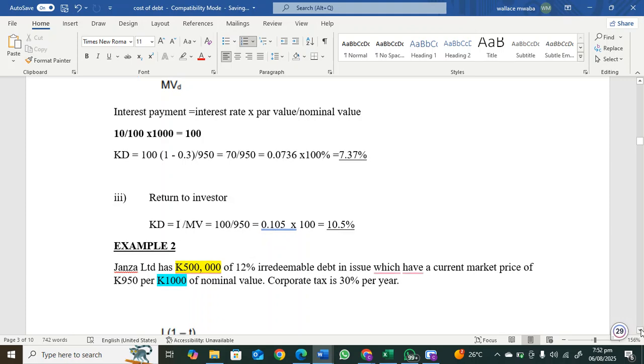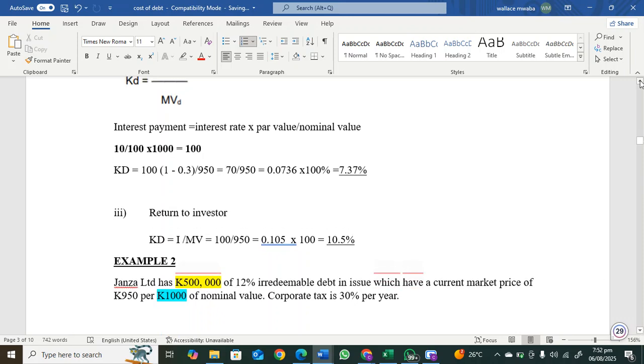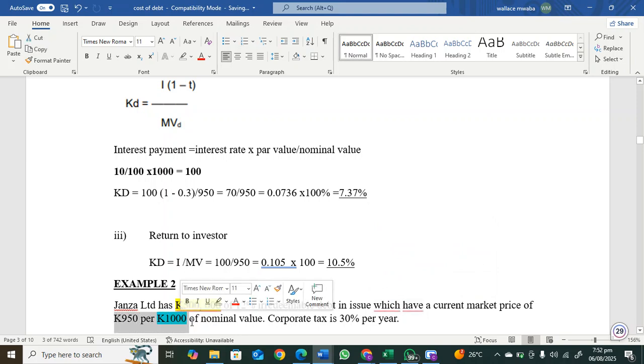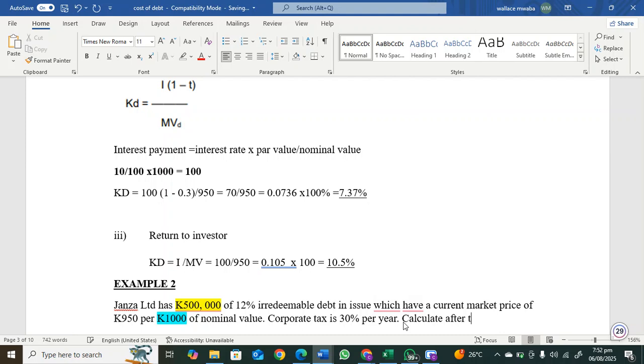Okay, example two. Now, this one I would like you to try with your papers and pens. Janza Limited has 500,000 kwacha of 12% irredeemable debt in issue, which has a market price of 950 kwacha per 1,000 kwacha nominal. Corporate tax is 30%. Okay, calculate the after-tax cost of debt.